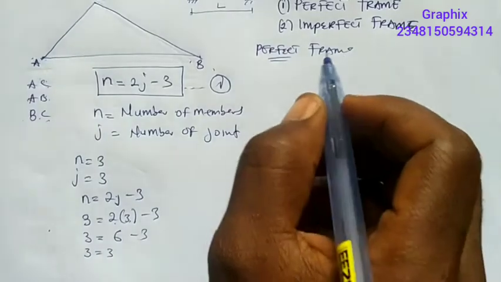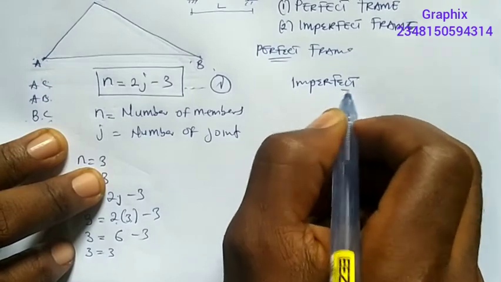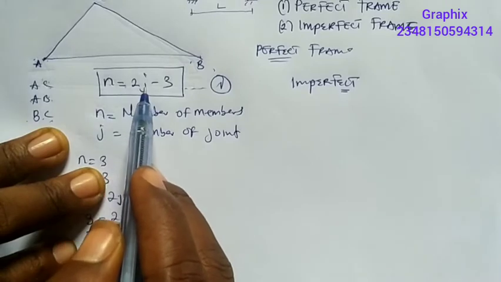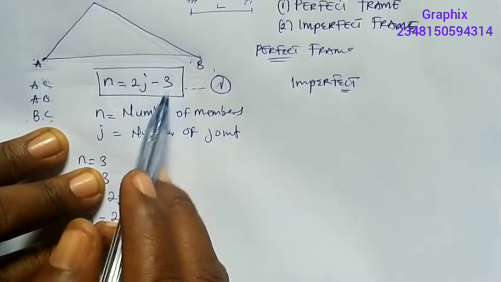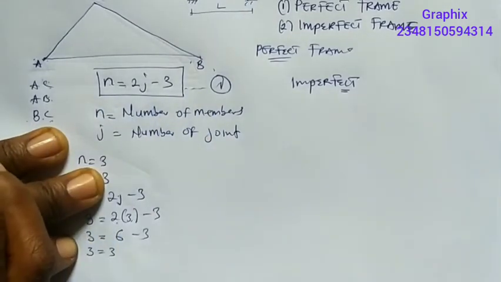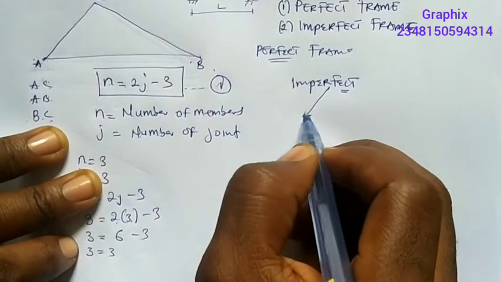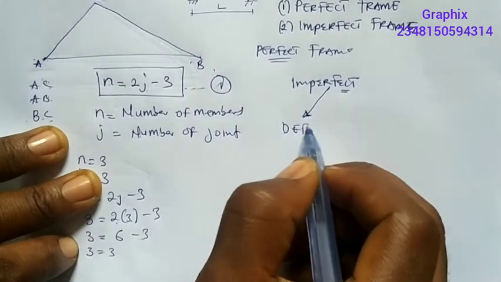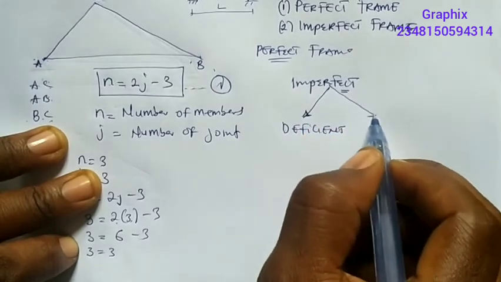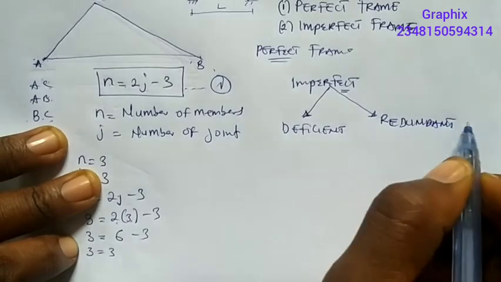Now we'll talk about an imperfect frame. An imperfect frame is a frame that doesn't satisfy the equation n equals 2j minus 3. So any frame that doesn't satisfy this equation is said to be imperfect, right? And there are two types of imperfect frame. The first is called a deficient frame, and the other one is called a redundant frame. Are we good?